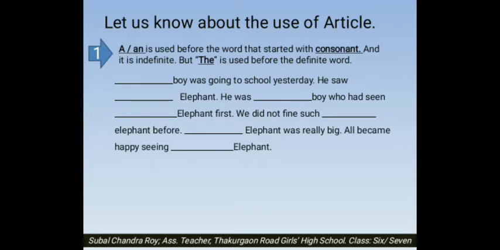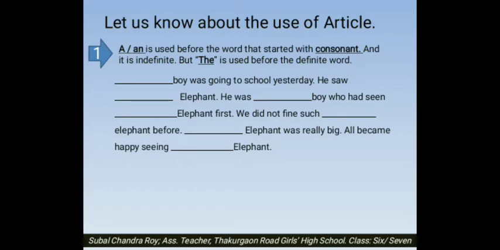We can see the word "elephant" in the second line, and in the third line also, "elephant". So this word is used two times. So the next word is definite. So we have to use "the" here: the elephant first.